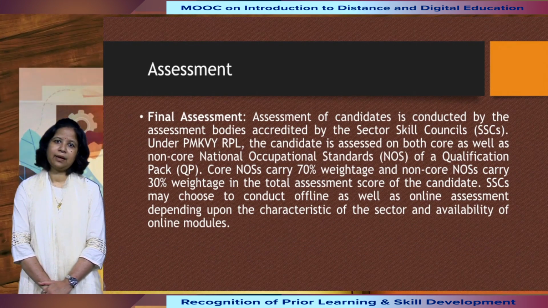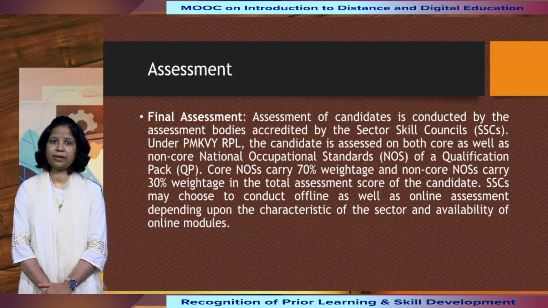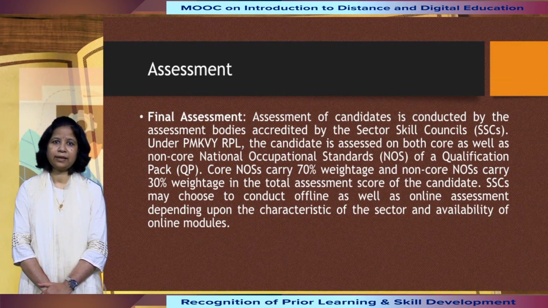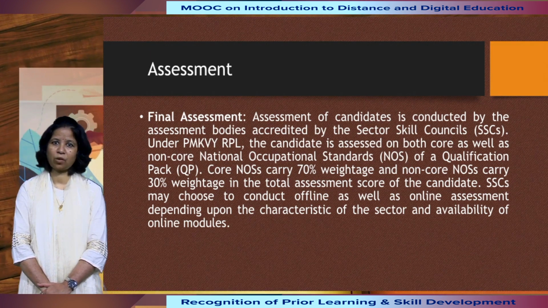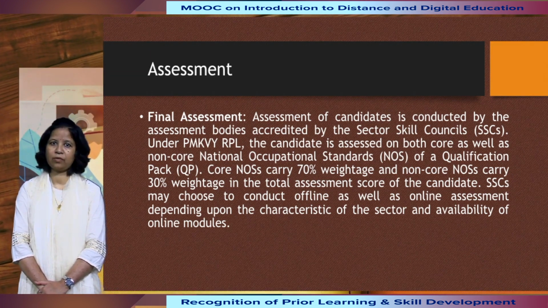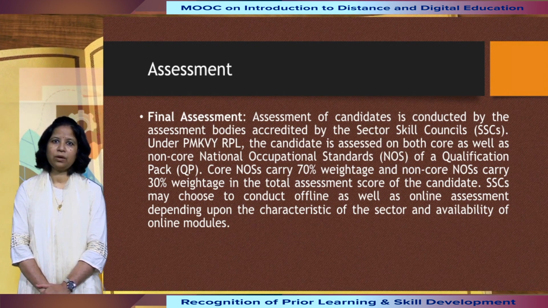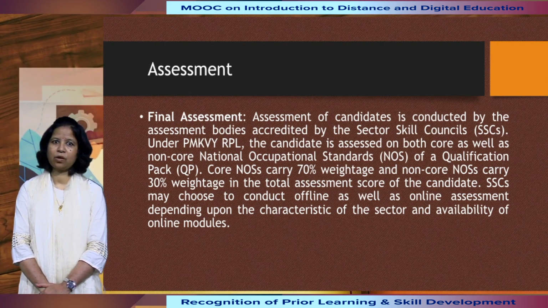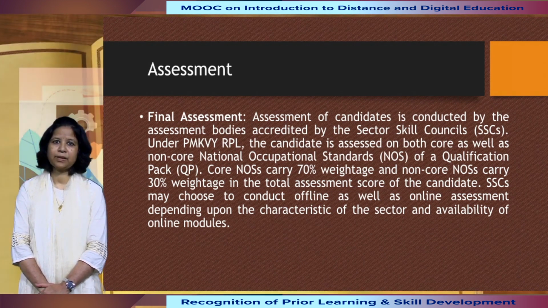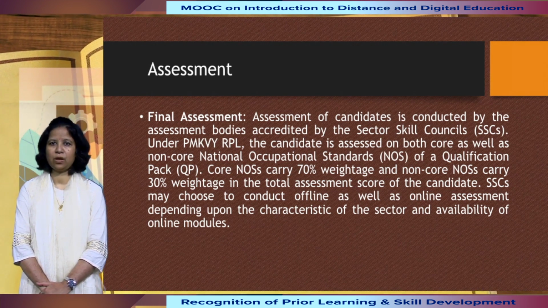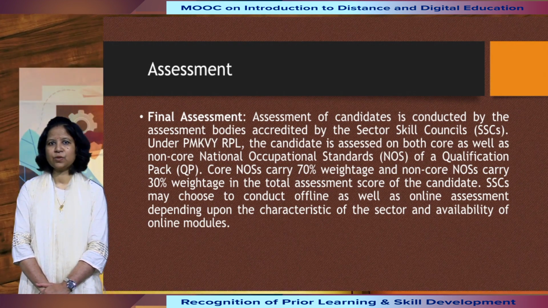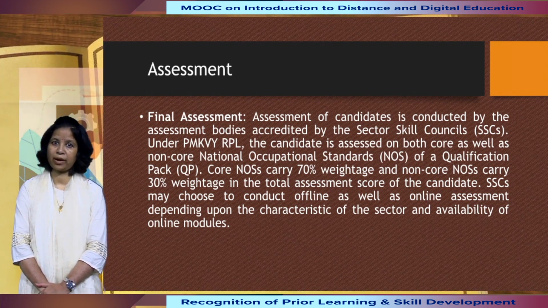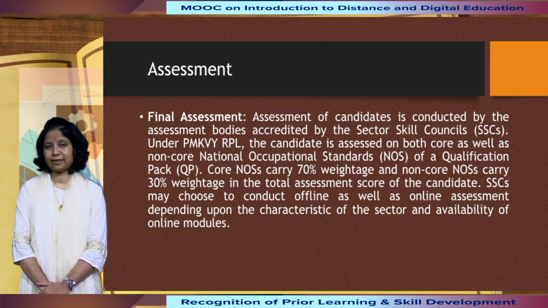Assessment of candidates is conducted by the assessment bodies accredited by the Sector Skill Council under Pradhan Mantri Kushal Vikas Yojana RPL. The candidate is assessed on both core as well as non-core National Occupational Standards of the Qualification Pack. Core National Occupational Standards carry 70% weightage and non-core NOS carry 30% weightage in the total assessment score of the candidate. Assessors may choose to conduct offline as well as online assessment depending upon the characteristics of the sector and availability of online facilities.